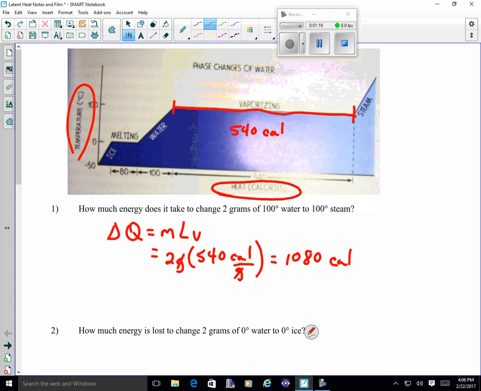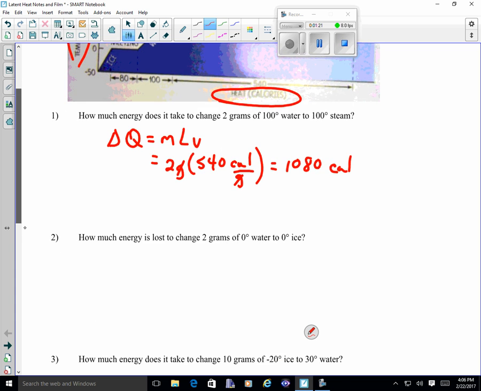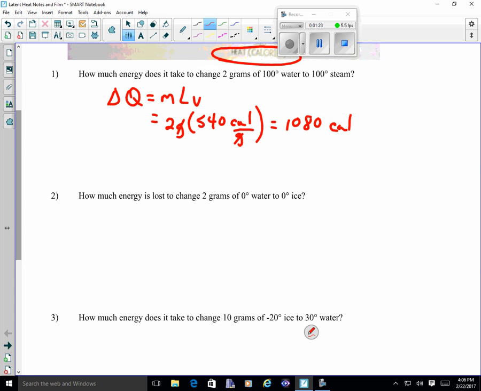Now we also have to look at how much energy is lost if we're going to take 2 grams of water and turn it into ice. But instead of vaporizing it, now we're going to be fusing it. So I'm going to use the latent heat of fusion, or some people call it the latent heat of freezing. It's fusion here. Once again, I'm going to have 2 grams.